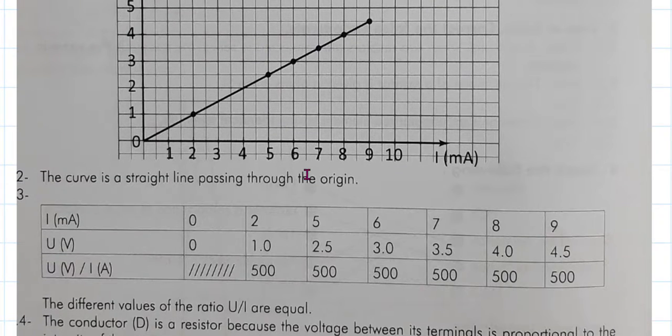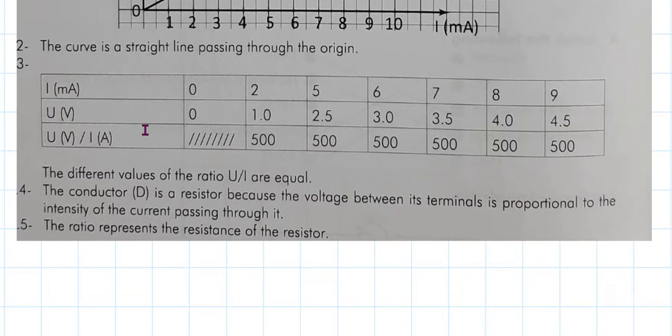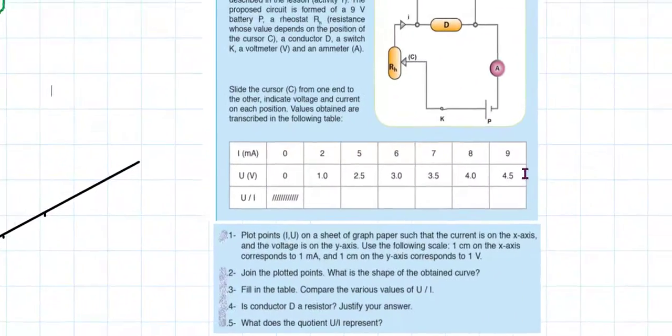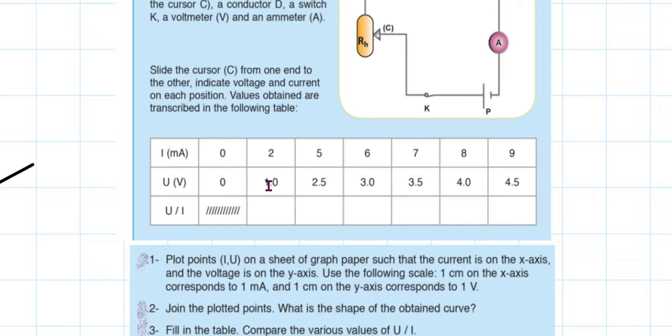In the remaining parts, part 3, 4, and 5, in part 3 they said that we have to fill the table. In this table we have the current and the voltage. In the third row we must fill the value of the division U over I. U, which is 1 in the first column, and 2 for the current. We can divide 1 by 2, but be sure to change milliamps into amps.